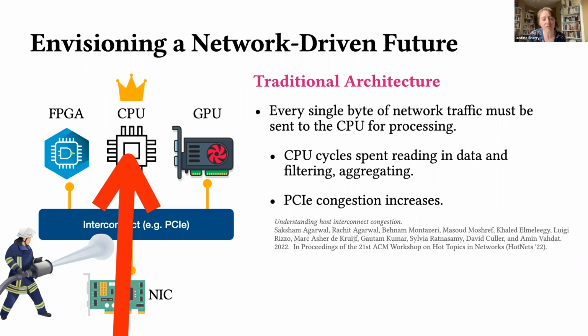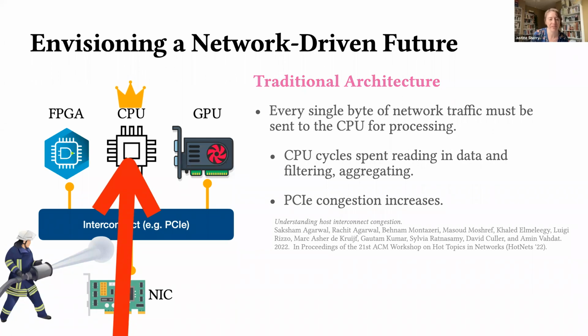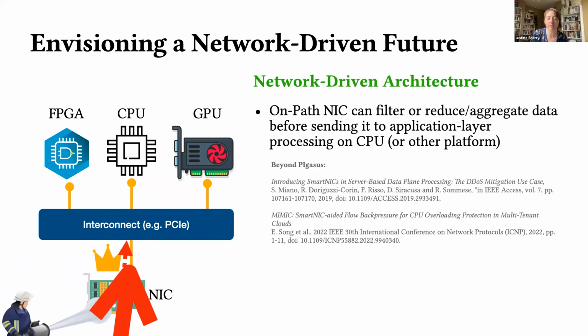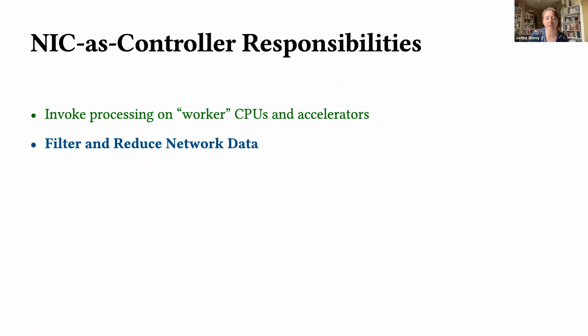But in the traditional server architecture, in the networking setting, because the CPU is forced to take on this whole fire hose of traffic, this takes up CPU cycles. And as recent work from Berkeley and Google shows, this also can result in host interconnect congestion, hurting latency and throughput. By filtering on the NIC, we relieve both PCIe and the CPU from this onslaught of data. This is really powerful, even though it's kind of obvious when you look at it.